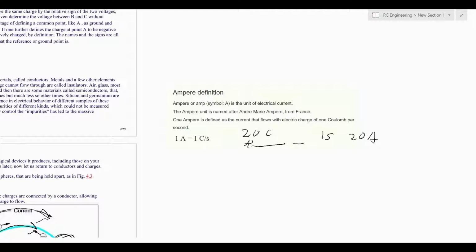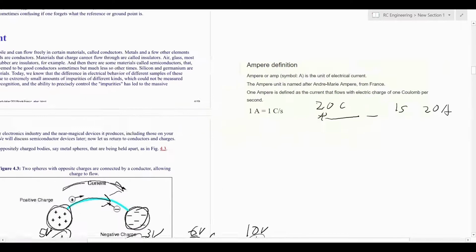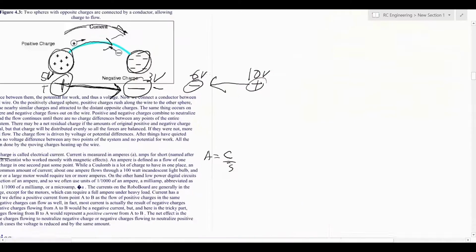In real life, we have something called speed, right? 1 mile per hour, right? So it's the distance that it travels in 1 hour. But this one's the amount of charge. So how much charge is moving in 1 second, right?